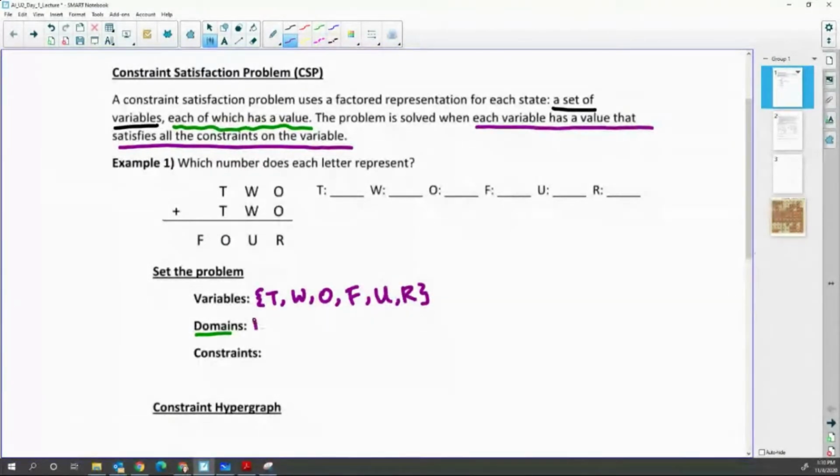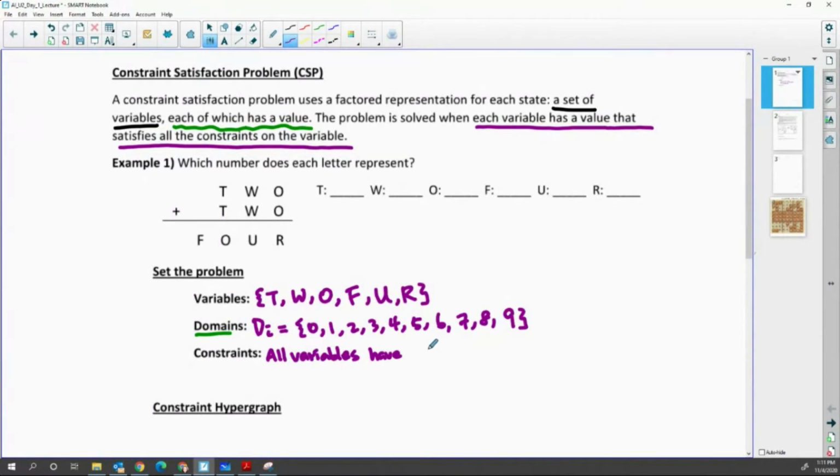Then the domain for each one, the domain for each digit, I can say 0 through 9: 0, 1, 2, 3, 4, 5, 6, 7, 8, 9. Then the very first constraint I can say is that each variable has one distinct digit, because they cannot be the same. Whole number, because 0 is inclusive.